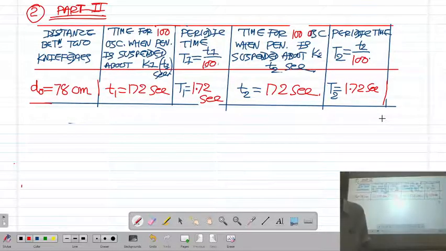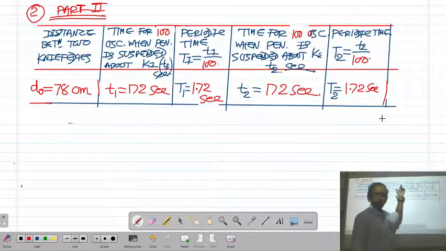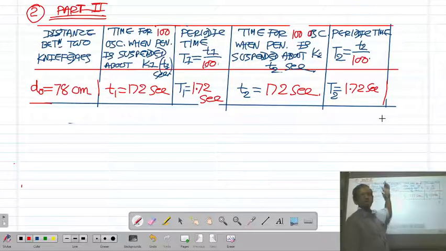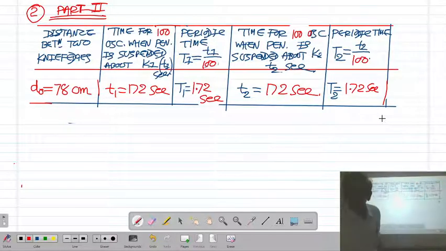Okay. Now, after taking the observation of periodic time T1 about knife edge K1 and periodic time T2 about knife edge K2, you have to find the distance of the K1 knife edge.